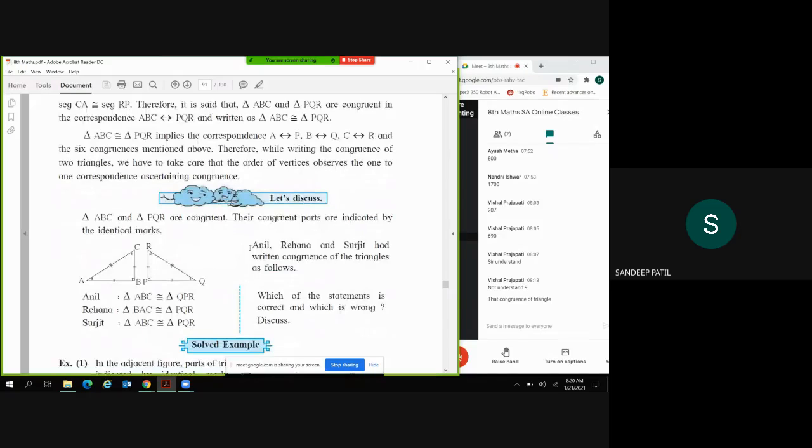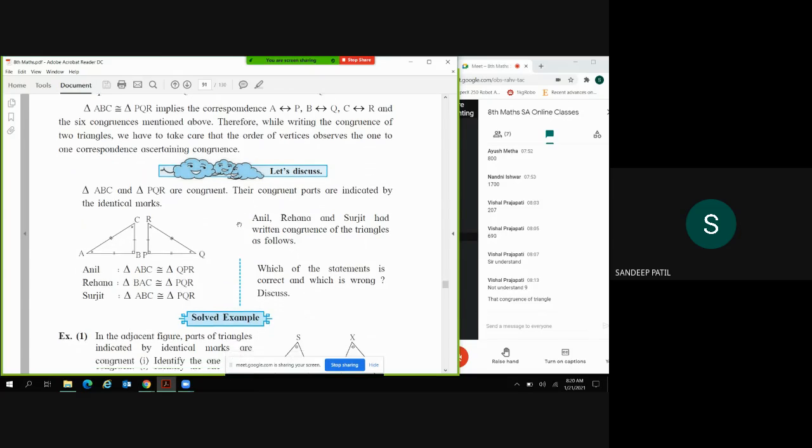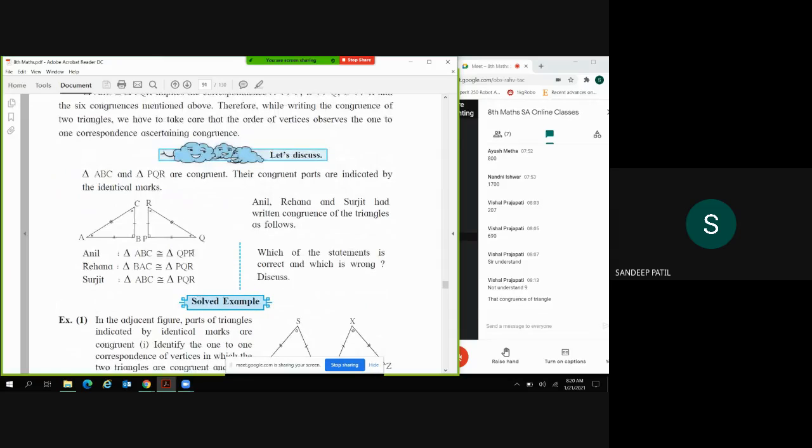Okay, we have to make sure the order of vertices gives us certain congruences. So let's see this. Triangle ABC and triangle PQR are congruent here. Their congruent parts are indicated by identical marks. So see, these are the angles, and the congruent parts are matched: angle C is angle R, angle A corresponds to angle Q, and similarly angle B corresponds to angle P. These are equal or congruent angles. Similarly, they also gave segments, like CB equal to RP. So everyone has written like Anil, Rehana and Surjit. So which is the right answer?